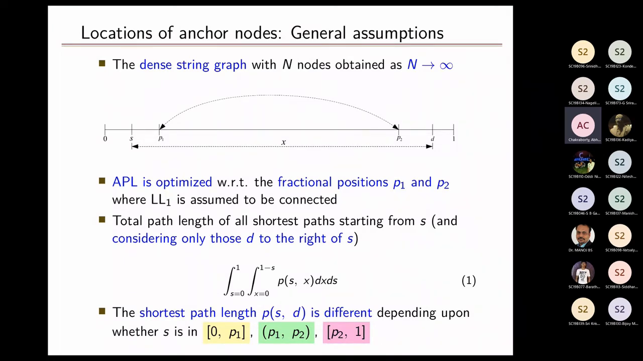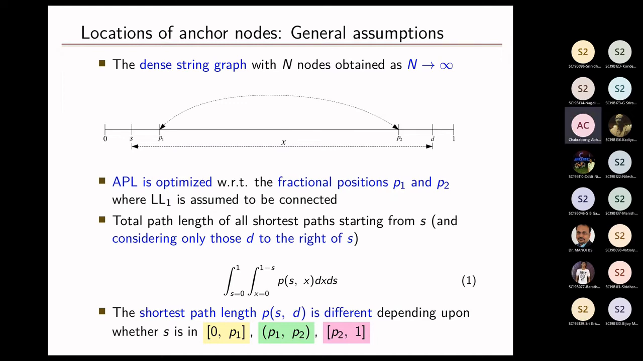So in this particular derivation, we are trying to minimize the total path length for all possible source and destination pairs, when we are adding a link between point P1 and point P2. For this, we can see equation 1, where there is a double integral. Double integral only because of the location. The first integral talks about the source.